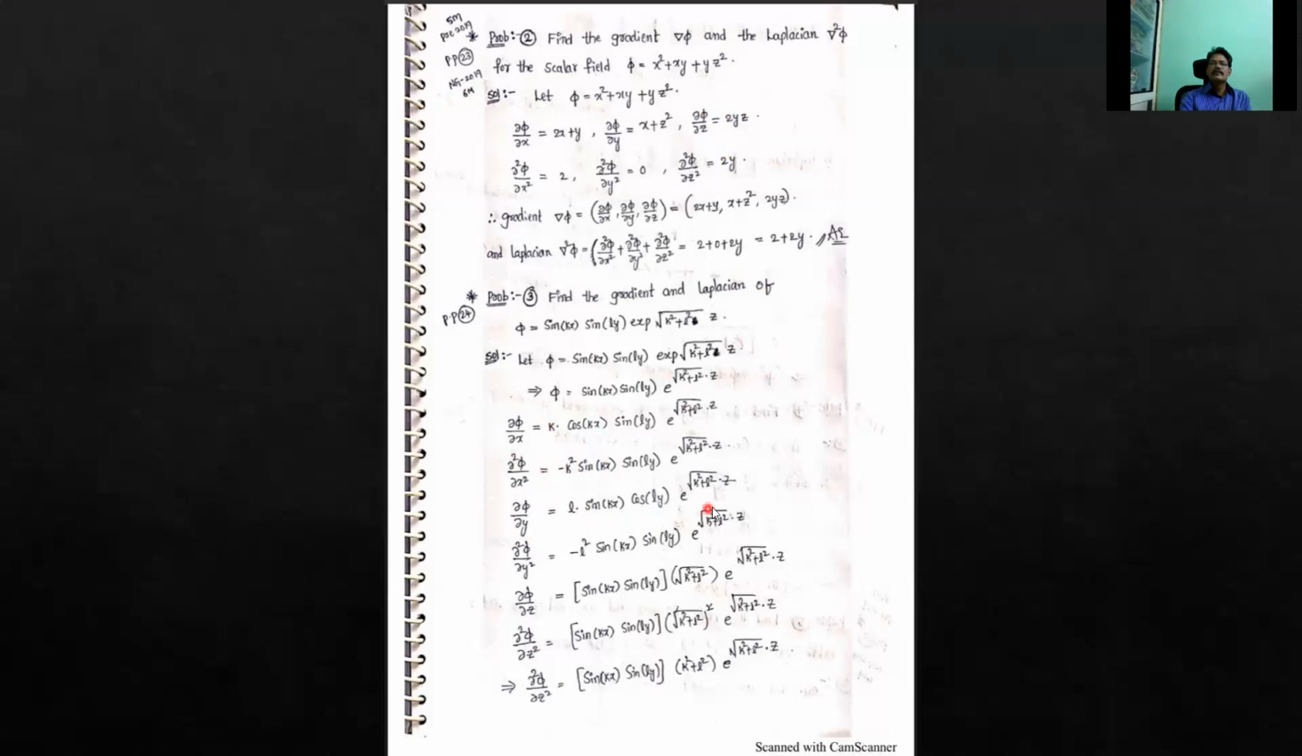So these two are constants: sin kx and e^(√(k²+l²) z), where z is constant. For sin ly, the derivative with respect to y is l cos ly. And again with respect to y, ∂²φ/∂y²: for cos ly we get minus l sin ly. So l into l, minus l² sin kx sin ly e^(√(k²+l²) z).